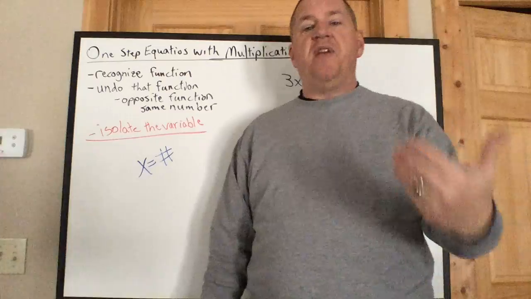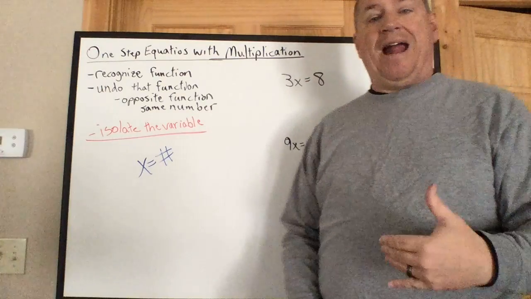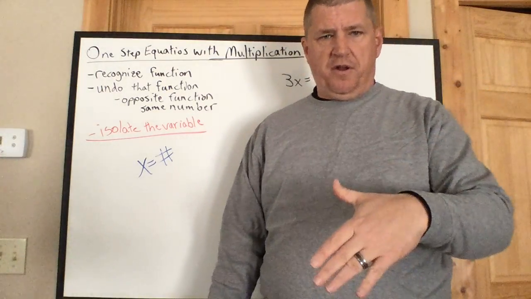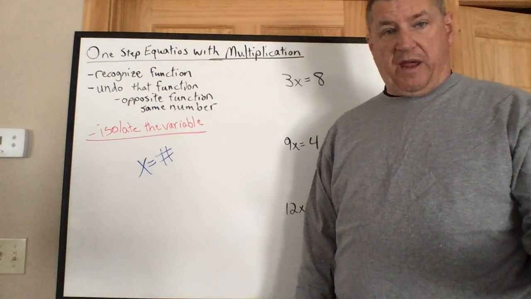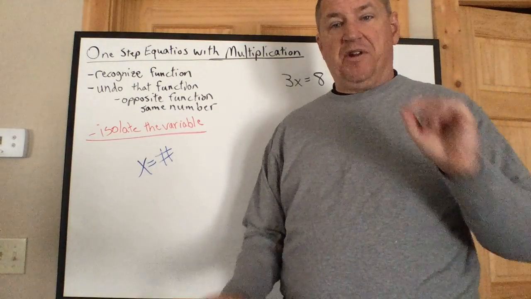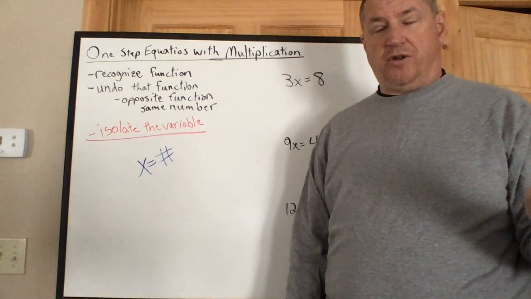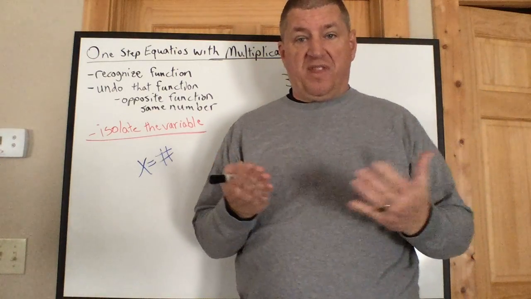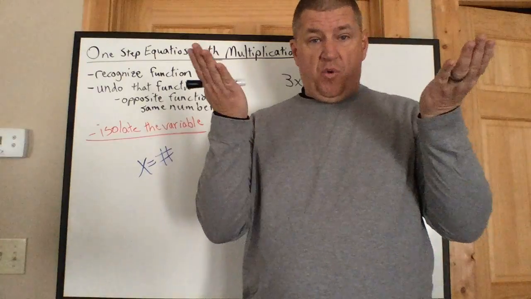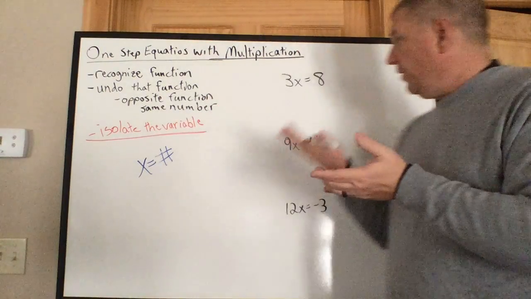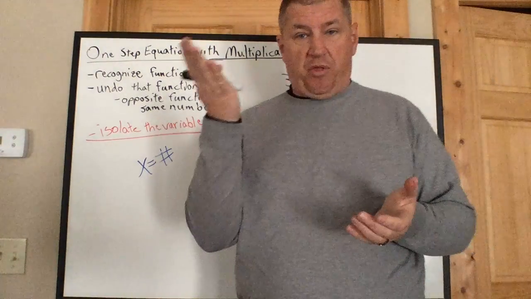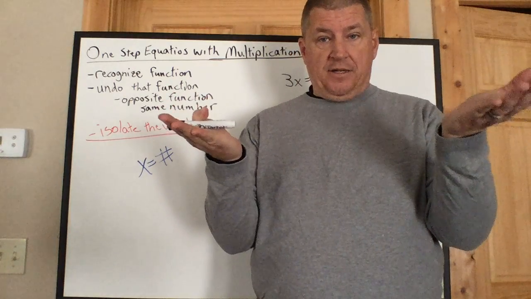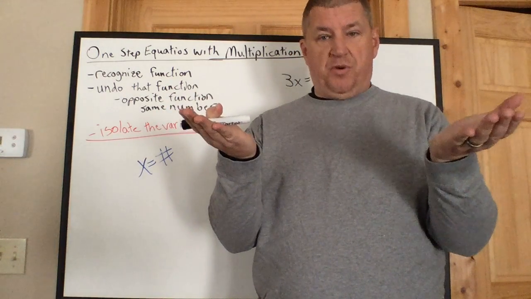To undo that function, which is my next step, I have to use the opposite function. So the opposite function of multiplication is division. So I'm going to divide both sides of the equation. And why do I divide both sides? Because it is an equation. We think of it like a scale. Currently it's balanced. As we look at our first equation, 3x equals 8, so 3x and 8, those are balanced. They're equal to each other.